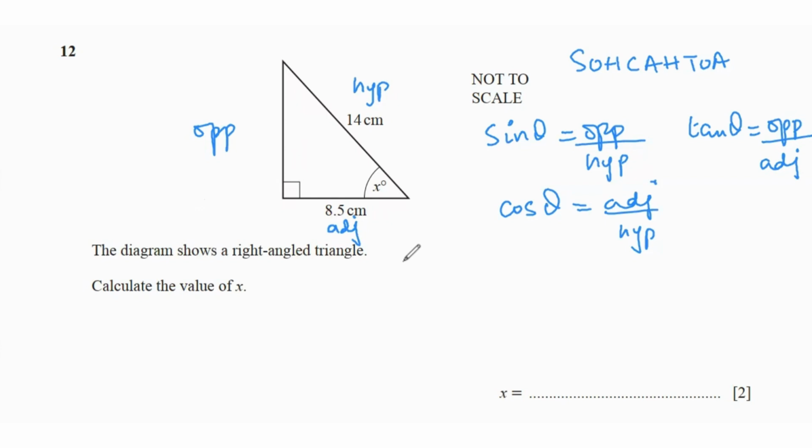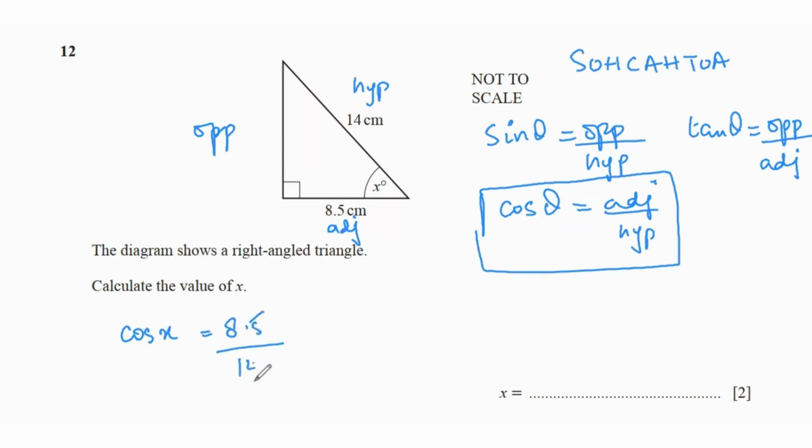We need to find the value of X. And as you can see, we have the hypotenuse and we have the adjacent. And you need to find the angle, which means we're going to use cosine. So cos of X equals 8.5 divided by 14. X would be cos inverse of 8.5 over 14. And that's going to give us 52.62 degrees. That is your answer.